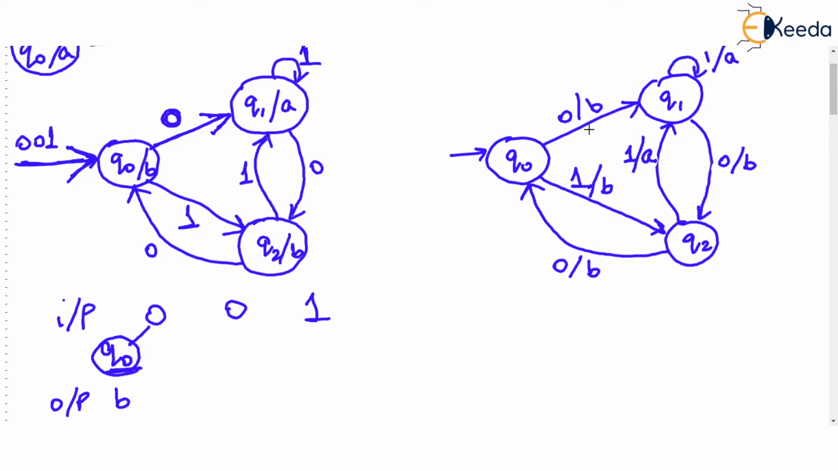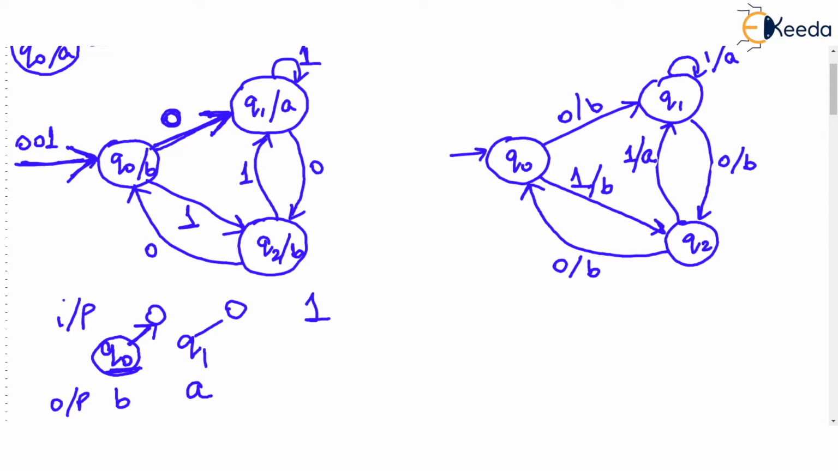Now Q0 will read the first input symbol 0. On reading 0, you can see the transition: Q0 on reading 0 goes to Q1. So this is the new state after reading 0 in Q0. But the machine has entered Q1, so it produces output A, because inside the Q1 state, the output written is A.